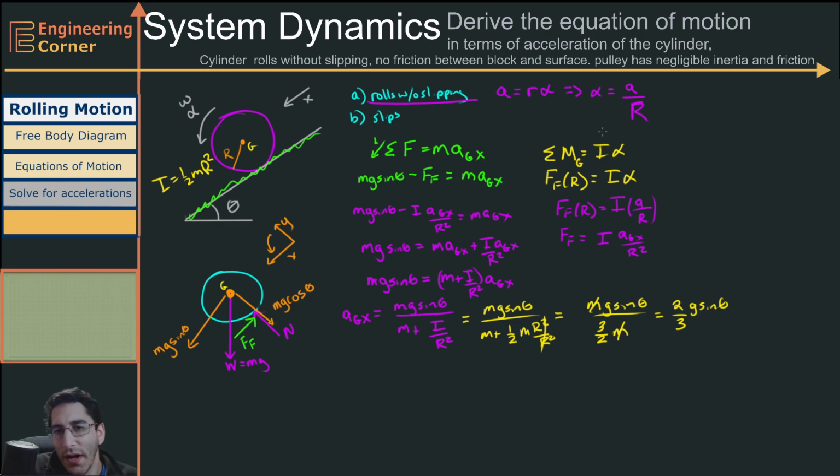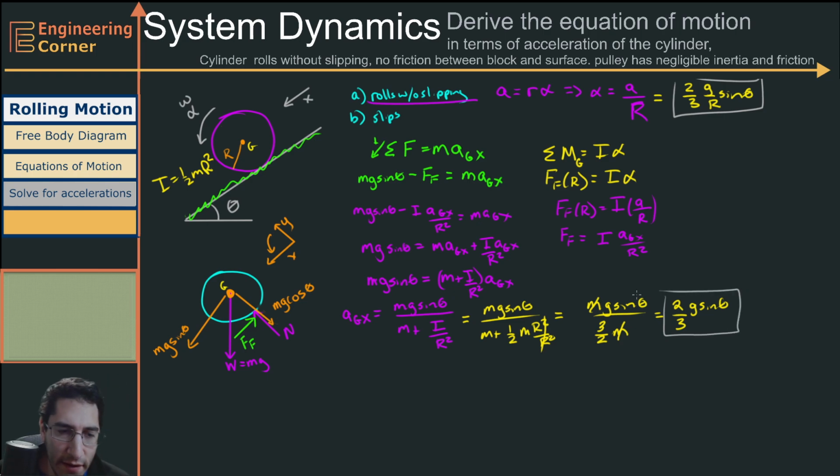So now I can actually bring this back up here and get that my angular acceleration is going to be equal to 2/3 g over r times the sine of theta. And that's my angular acceleration. So let me box these in. This is my angular acceleration, and this is my acceleration of the midpoint g.